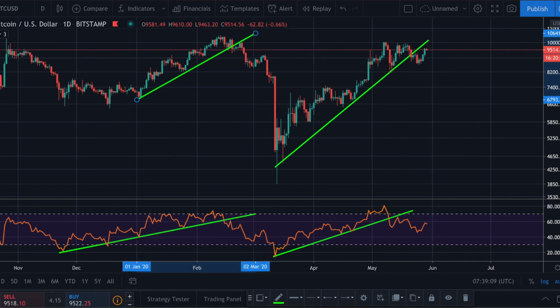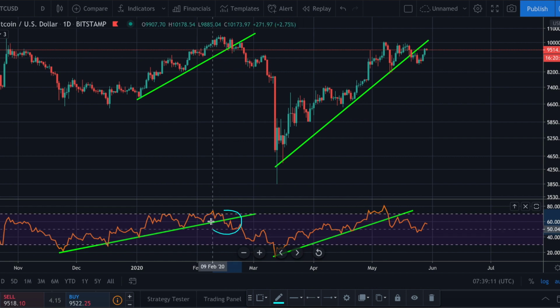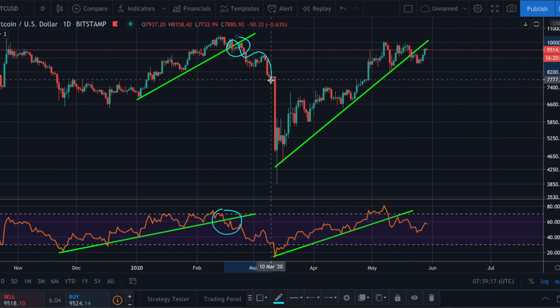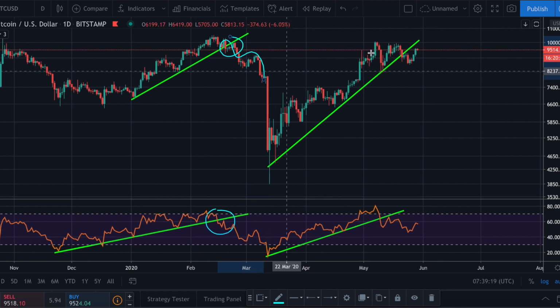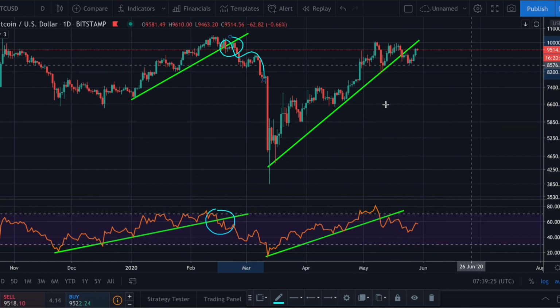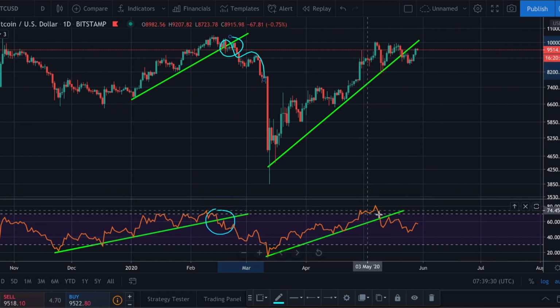And the last time we broke the support in the RSI right there, we backtested it as resistance. We had a lot of bearish price action. The momentum was definitely shifting towards the bearish side. Of course, that can still happen right now, but I just want to point out that right now at this particular moment, Bitcoin is not looking that bearish if we compare it with the signals of the RSI.